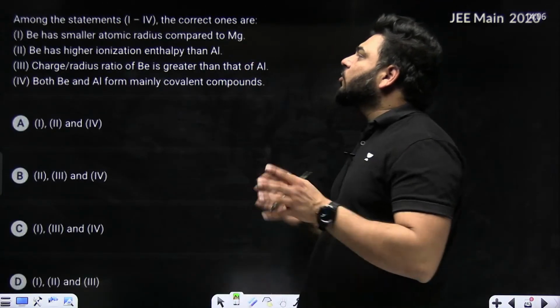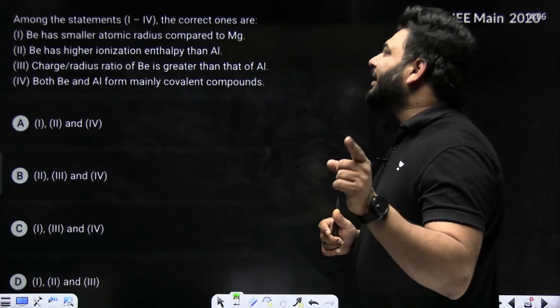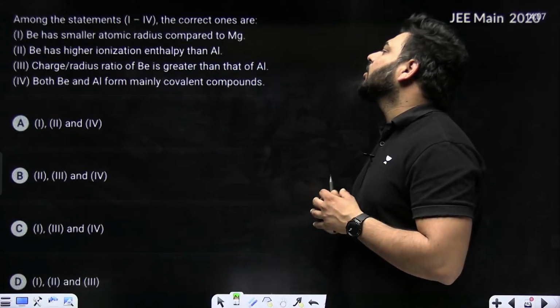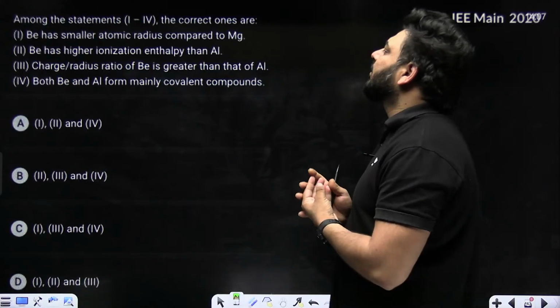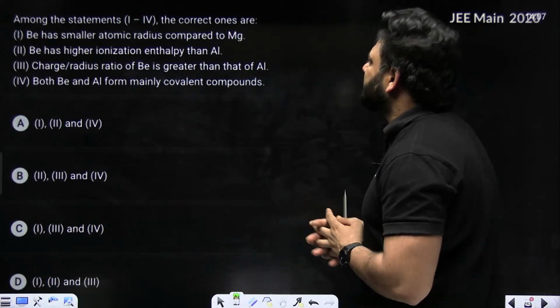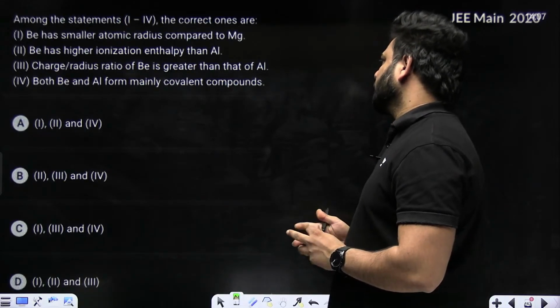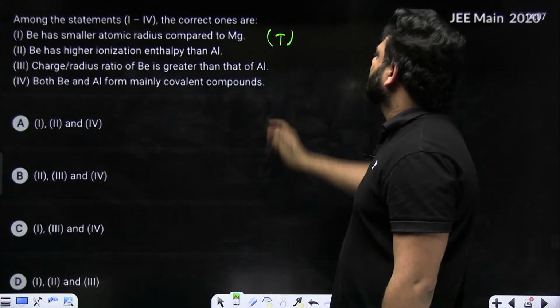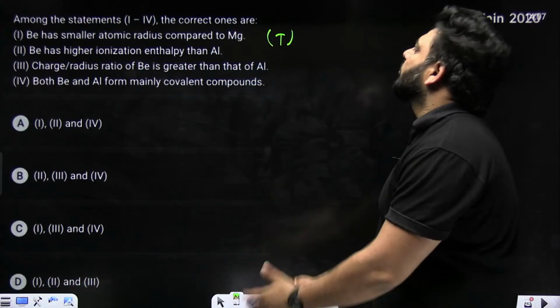Among statements 1 to 4, the correct ones are: number 1, beryllium has a smaller atomic radius compared to magnesium. They have nearly similar radii, but beryllium is a bit smaller, I think. So let's say this is true. Then, beryllium has higher ionization enthalpy than aluminium.